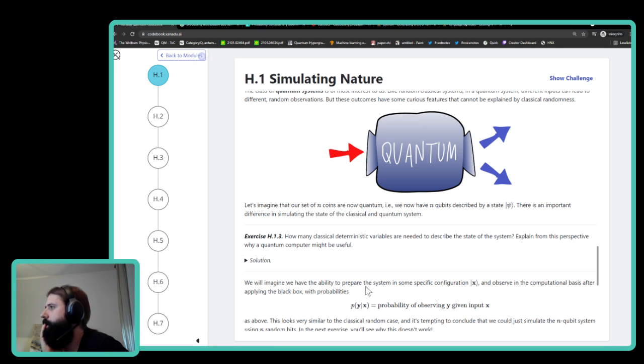So we have n qubits, right? And so here really we just have to describe that the state itself needs 2 to the power of n variables, in comparison to, up until now, because any possible linear combination of these values is also a valid state, right?